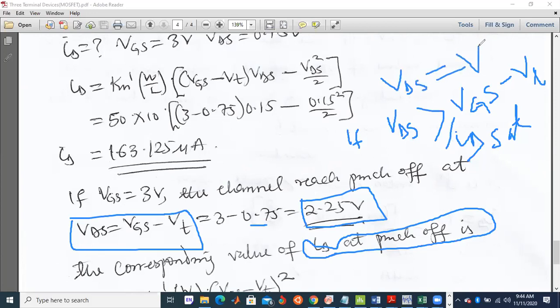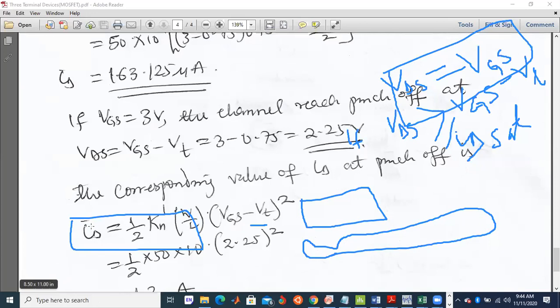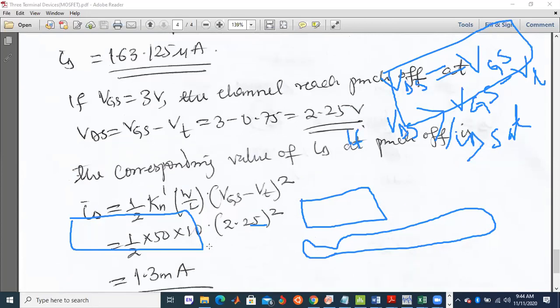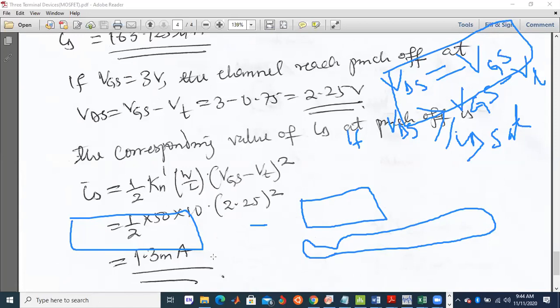If your VDS is equal to VGS minus VT, what is the condition for this one? Is it triode or saturation? Can someone answer? We only have like 2 minutes, please. Hello? Yes, saturation. Since it is in saturation, because VDS is equal to VGS minus VT from here, in this case, you will use current in the saturation region. If you make a mistake and you use current in the triode region, it means that you will miss your answer. So you substitute all your values and you have this.